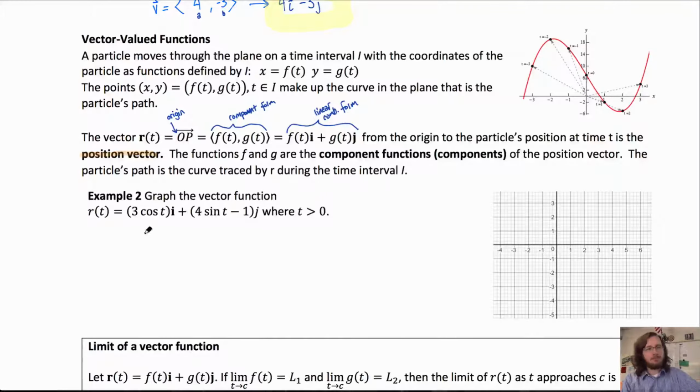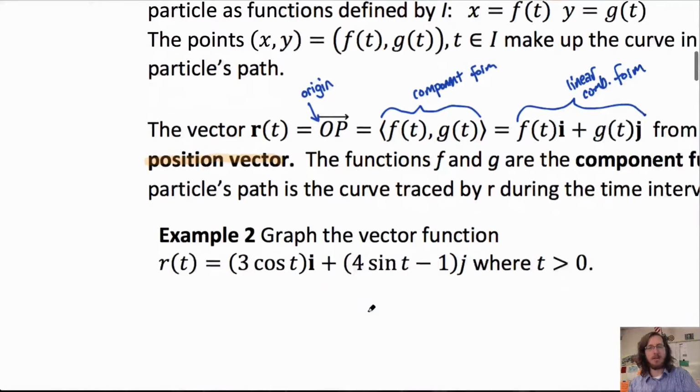So let's look at an example. Example 2 says graph the vector function r of t, where t is greater than 0. Notice we've got our horizontal component next to our i, and our vertical component next to our j. So we want to graph this, and our interval is for all time values that are positive.